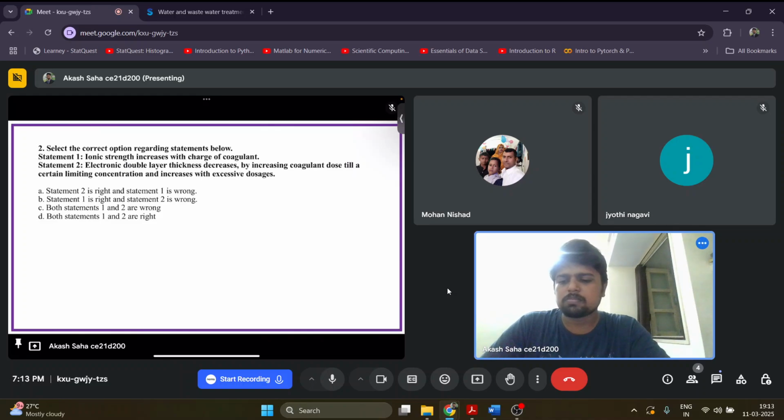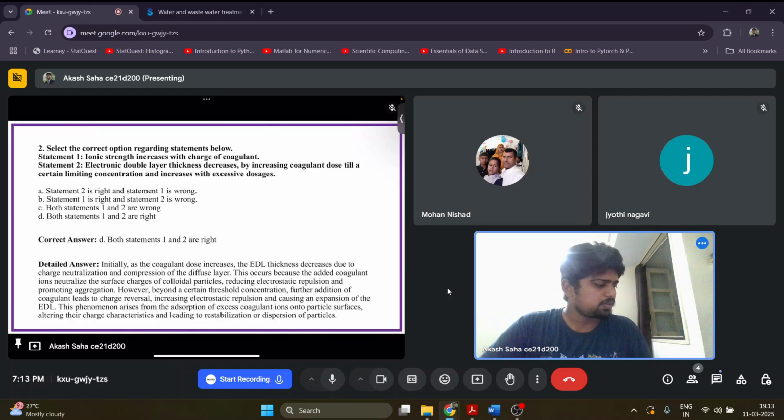Higher charge contributes more significantly to the overall ionic concentration in the solution. Ionic strength is directly related to the sum of the concentration and charge of all the ions present. So the more the charge, the more the ionic strength will be in the solution. That is directly correlated. This is the same thing which I have written here.